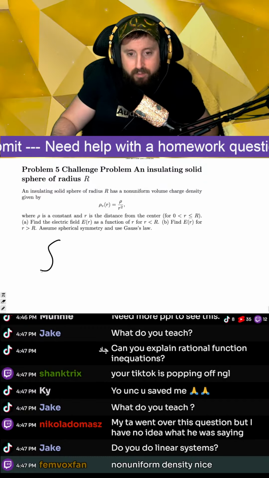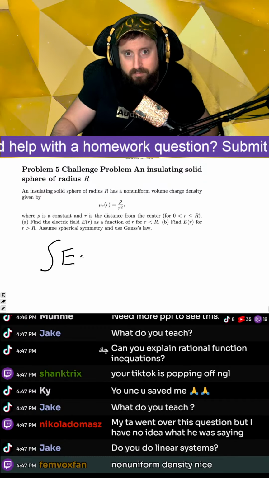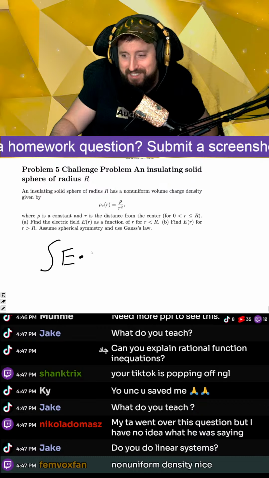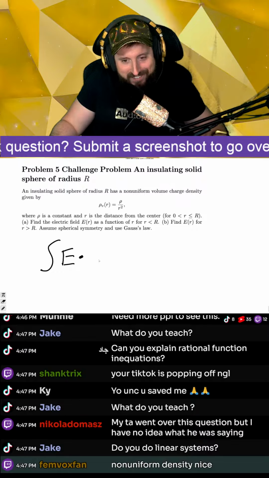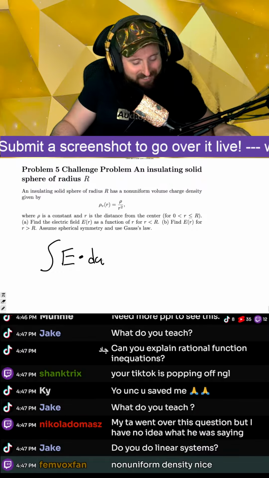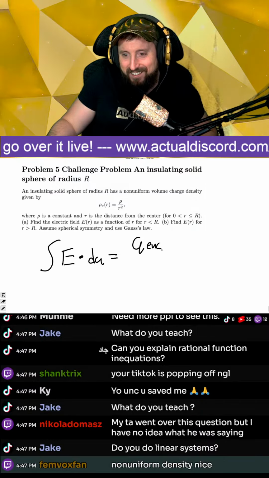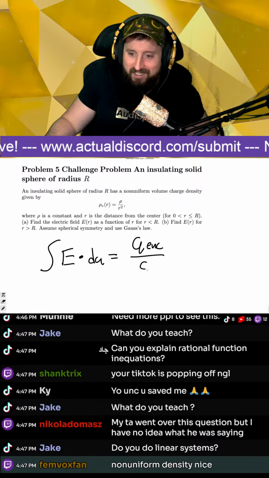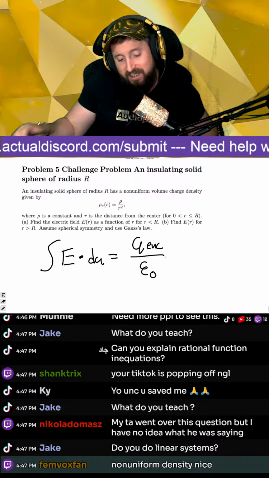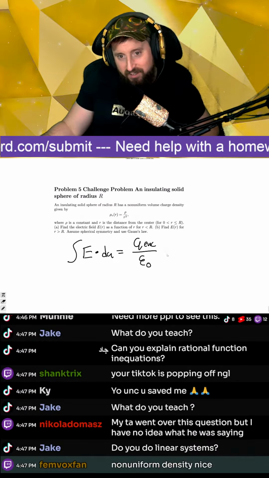So, Gauss's law. Yeah, Femvox says non-uniform density. Nice, but not nice if you're a pre-med. It's not hard calculus, but to me, it's asking a lot.